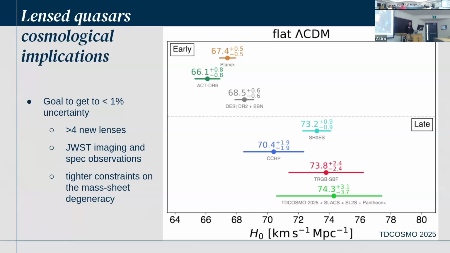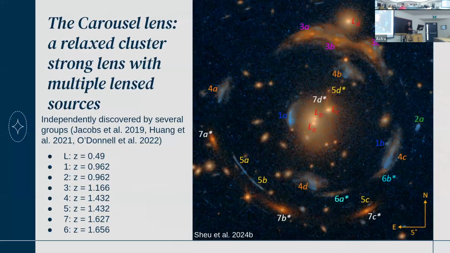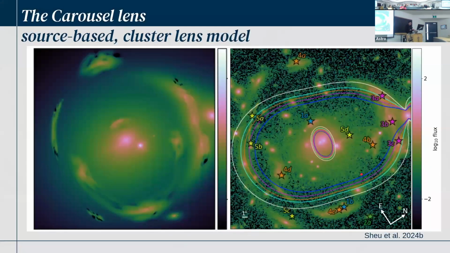So moving on to the next lens that I want to talk about, the Carousel Lens. It's a very relaxed cluster scale lens with multiple sources. It was independently discovered by many groups, and the galaxy cluster redshift is around 0.5, with sources ranging from 1 to 1.7 in the HST image shown here. What makes this system so remarkable is how relaxed it is.